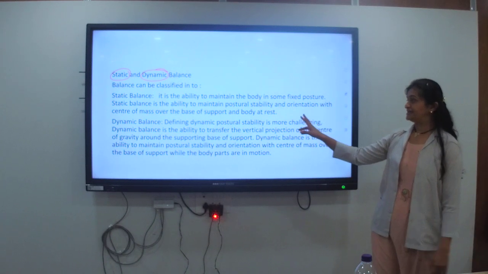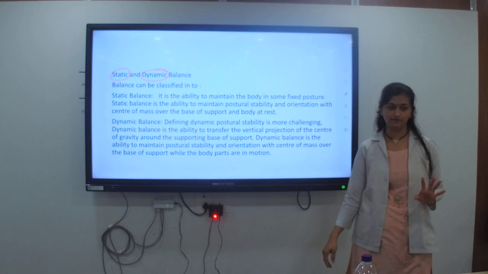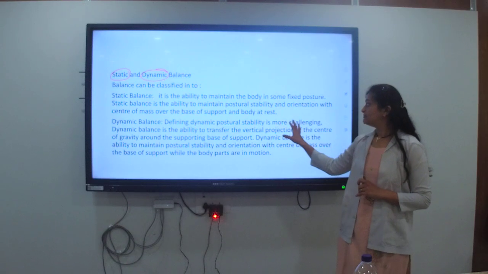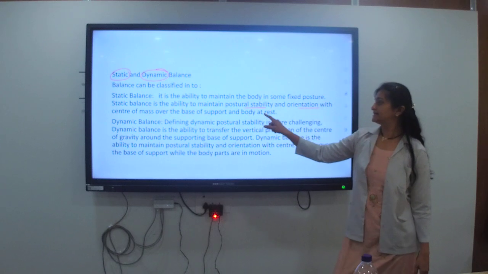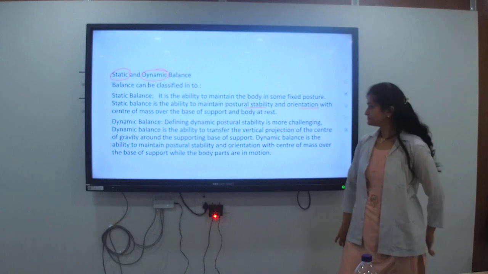So how will you define it? It is the ability to maintain the body in a fixed posture. Nothing is moving in this. It is the ability to maintain postural stability and orientation with the center of mass over the base of support and the body at rest.